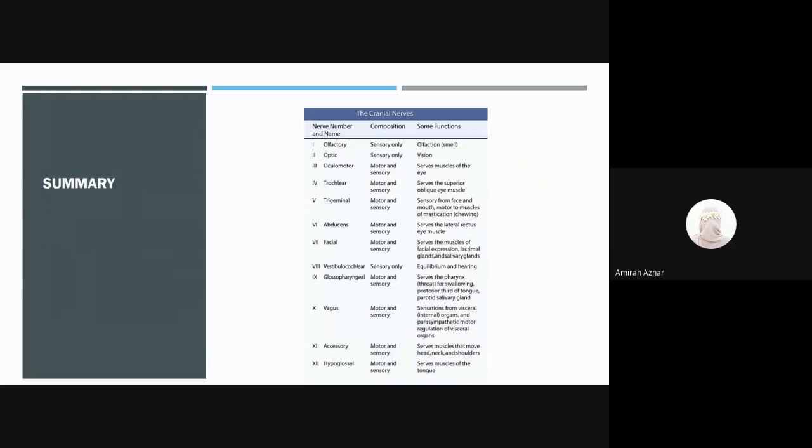Next. So this is the summary of cranial nerves 1 until 12 and their functions. Is there any question you would like to ask?